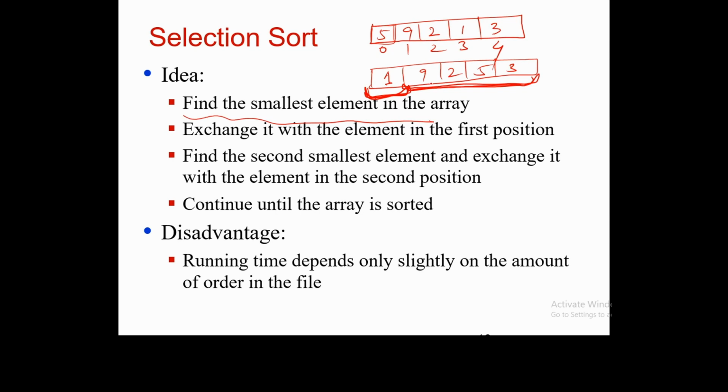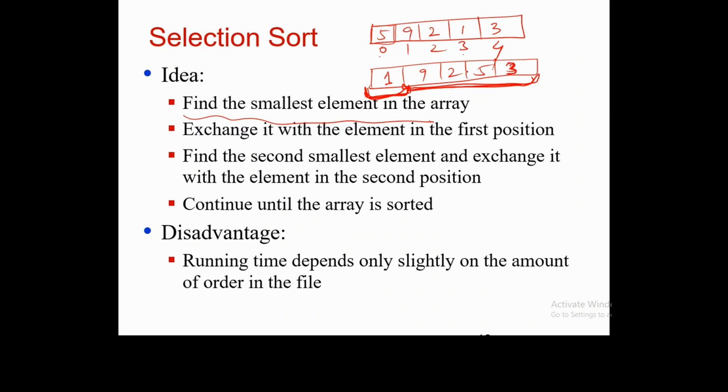Again we need to repeat the same procedure. And how long do we need to do this? Let's suppose these are the index values, so the loop will execute from 0 to 3, because the last remaining element will automatically be in its own position.